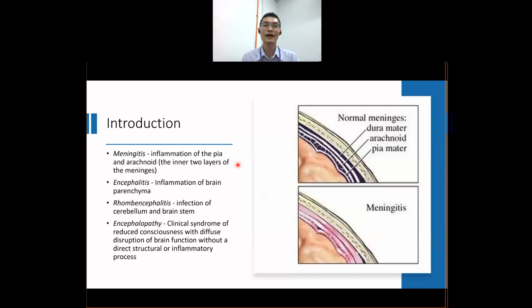Meningoencephalitis. Rhombencephalitis basically refers to inflammation or infection of the posterior fossa involving the brainstem and also the cerebellum. Whereas encephalopathy is just a clinical syndrome whereby the patient has reduced consciousness and impaired brain function. All right, so that is the meaning of encephalopathy.